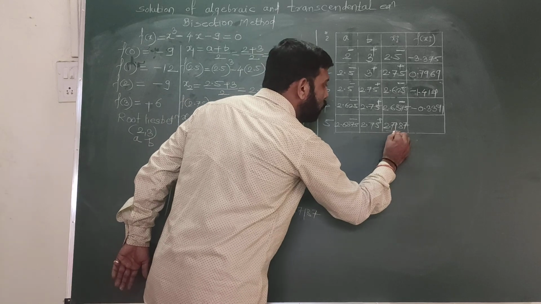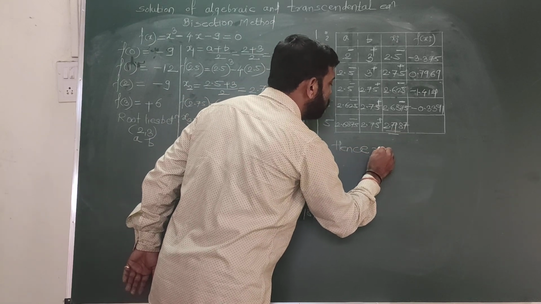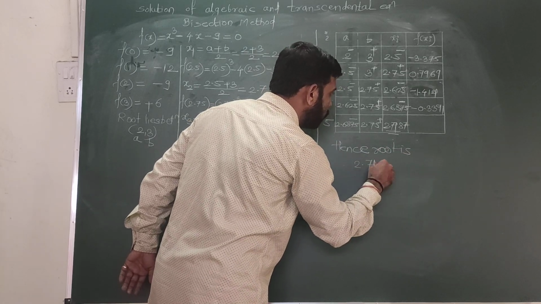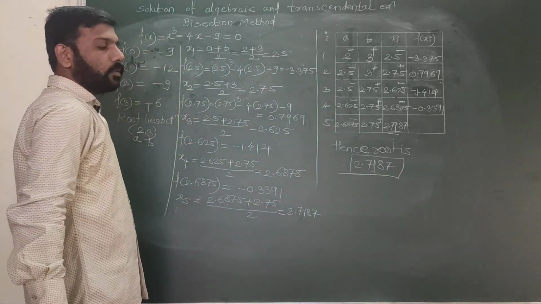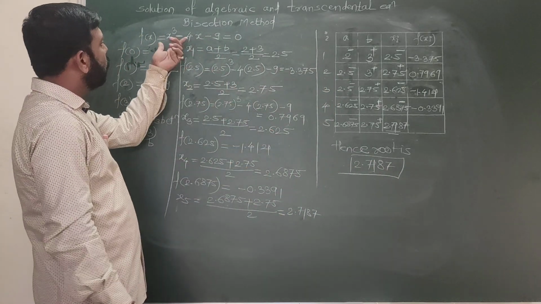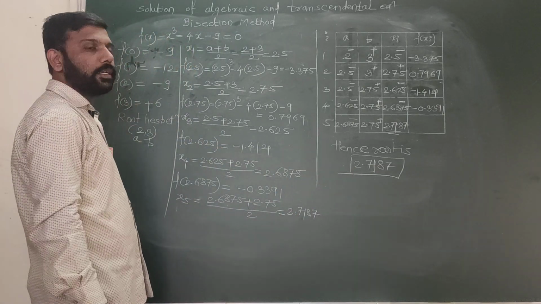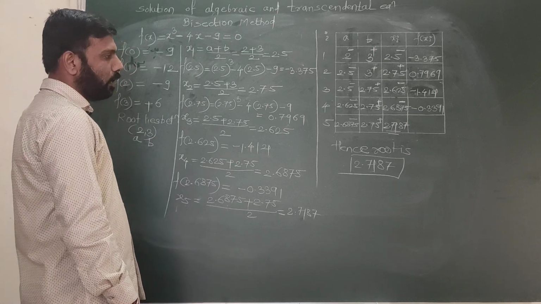The last value which we calculated in the fifth approximation, we write down. Hence the root is 2.7187. This is a factor of the given polynomial. This is a real root and this is an approximate root. This is not an exact value.